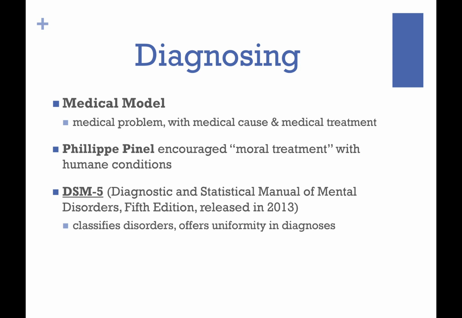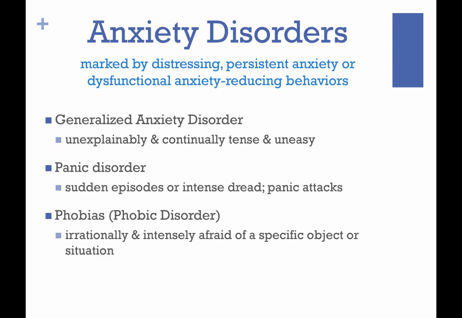And that diagnostic criteria is laid out in descriptive categories in the 5th edition of the DSM. The DSM is the American Psychiatric Association's Diagnostic and Statistical Manual of Disorders, and currently we are in the 5th printing or edition of that, which was released in 2013. And that is the criteria that's used by psychiatrists and psychologists to diagnose their patients.